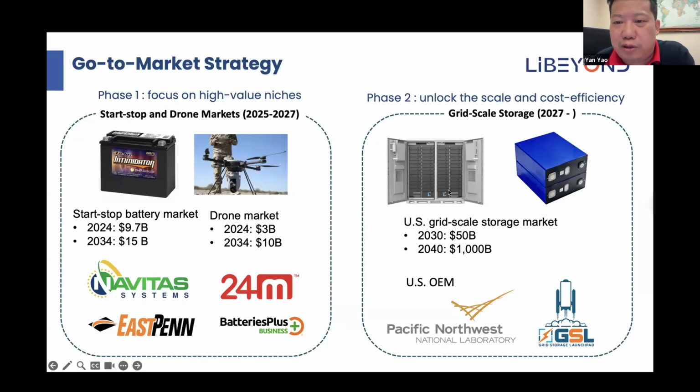In phase 2, we're looking at grid-scale storage, where energy storage will be the bigger market, reaching more than 50 billion in 2030. We are currently working with OEMs of car manufacturers and other grid storage companies to validate our materials. Currently we can produce kilogram materials per day, and we are in the phase of raising funding to scale up to 100 metric tons per year.